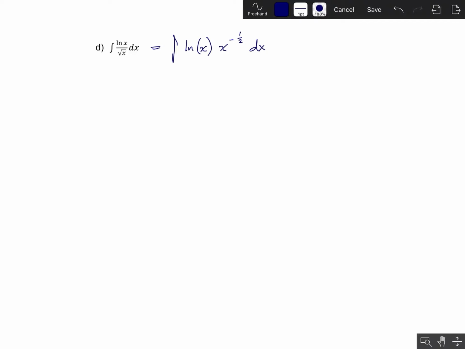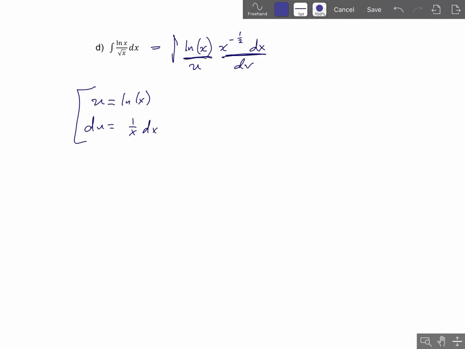And now looking at this, I see that there's an algebraic component and a logarithmic component. So if we use the rule of thumb that we had at the very beginning, that would suggest that this should be my u, and that means that the rest of this must be dv. So now we'll make our little table. So u is equal to ln x. That would mean that du is equal to 1 over x dx. And here we have that dv is equal to x to the negative 1/2 dx.